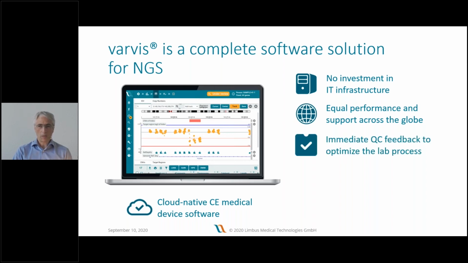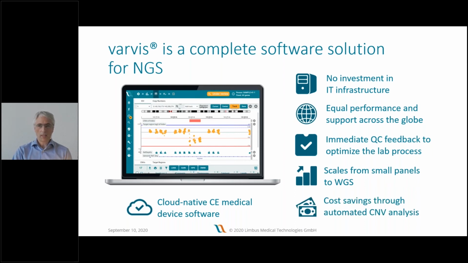Our software also provides immediate feedback about the quality and the analytical performance of an assay, and this is particularly important for applications like liquid biopsy. The software is suitable for any scale, from small panels to whole genome sequencing, and it actually helps our users save costs in the laboratory because it makes some alternative methods obsolete, for example, by performing an automated CNV analysis.